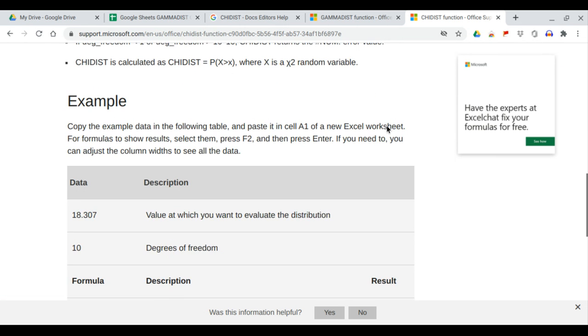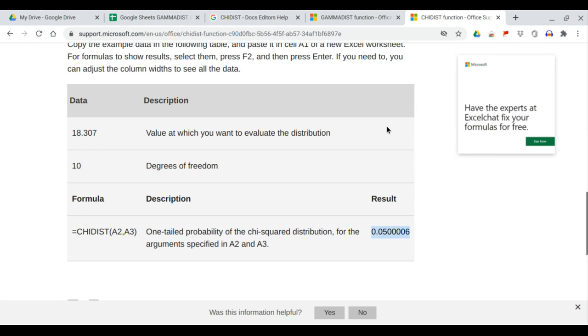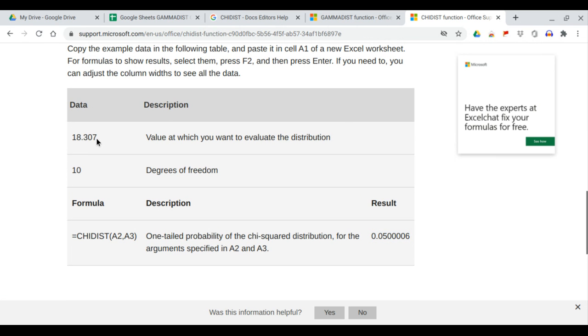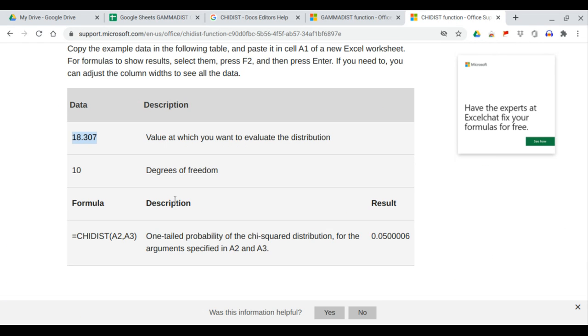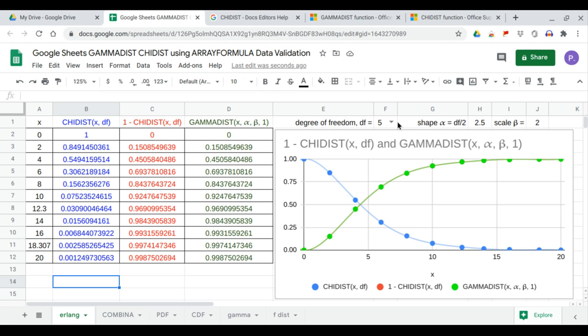Let's try the CHIDIST in Microsoft. So the CHIDIST in Microsoft, the example here is 18.307. So our value for x is 18.307. Change that. And the degree of freedom is 10. So we change this to 10.